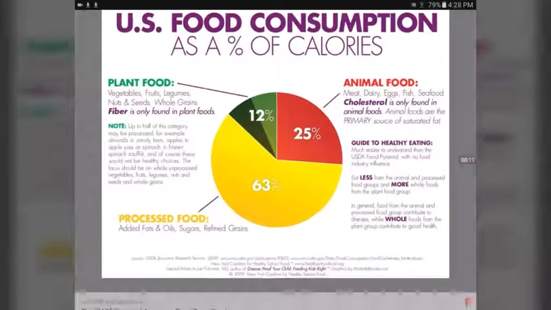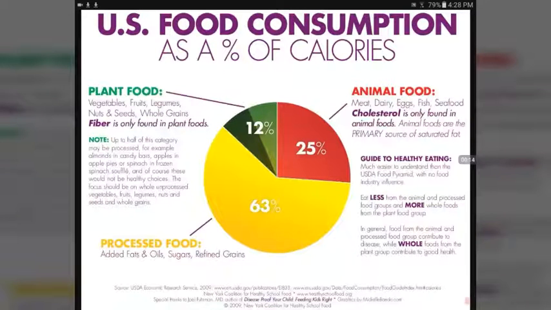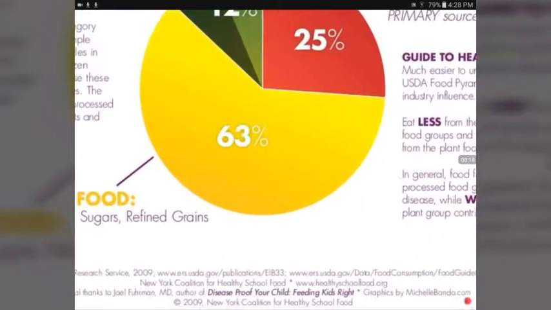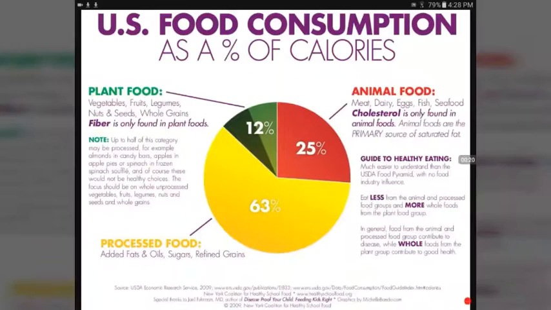And I want to show you this graph, credit to Dr. Joel Fuhrman, medical doctor, and there are actual citations at the bottom for what this graph is composed of. This is U.S. food consumption as a percentage of calories, and it's 63% processed foods, which means added fats and oils, sugars, refined grains, 25% animal foods, meat, dairy, eggs, fish, seafood, and 12% plant foods. We're going to make a note that half of that is from plant foods that are found in other processed foods like apples and apple pies.